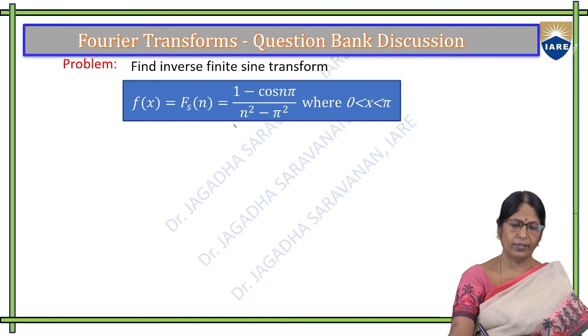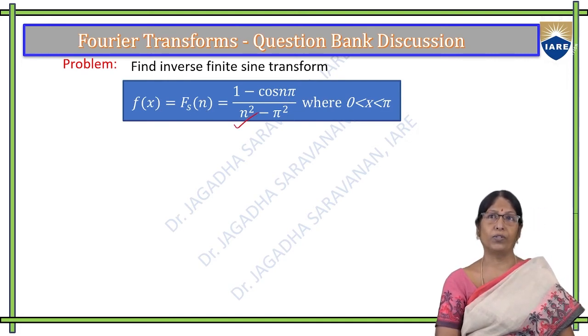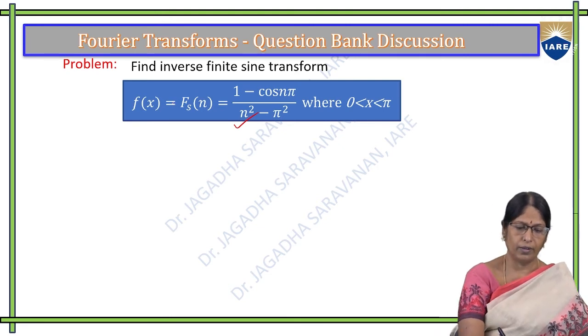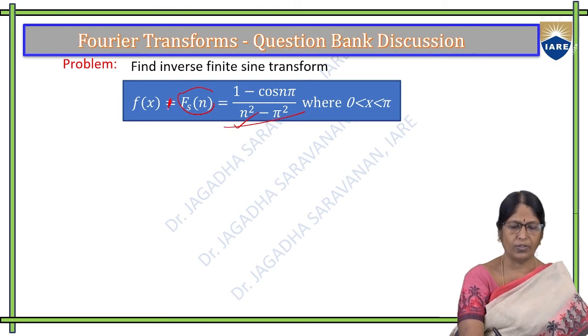So the next one is: find the inverse finite Fourier transform. So here we can see f of x. There is a Fourier sine transform which is given here. Here the equal sign is not there.